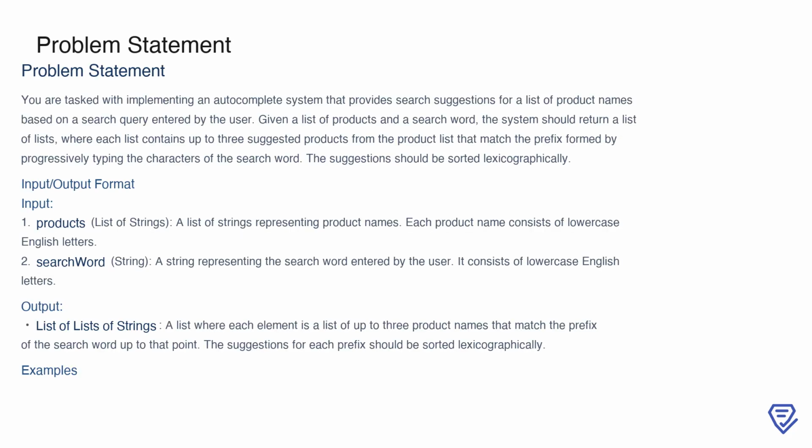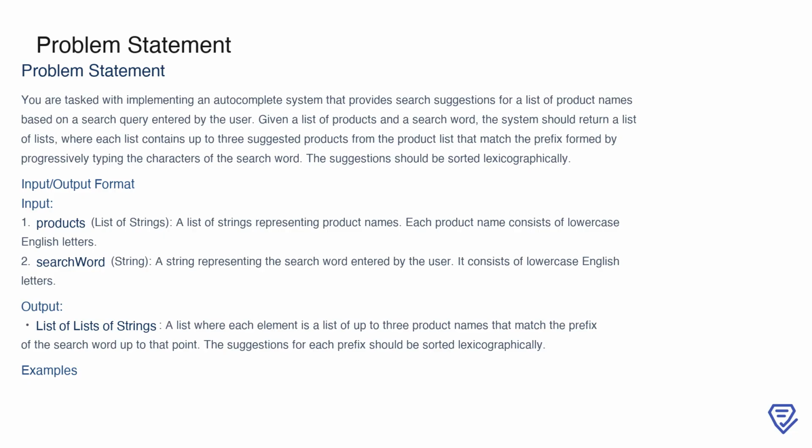In this problem, we need to design an autocomplete system that provides search suggestions based on a list of product names and a search query entered by the user. The way this works is that as the user types the search word, the system will generate a list of suggestions for each prefix formed by progressively adding one character at a time. These suggestions should be derived from the given product list, and they must be sorted in lexicographical order. Each prefix can return up to 3 product suggestions.